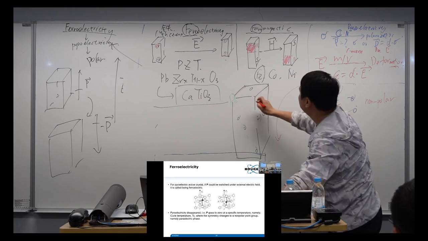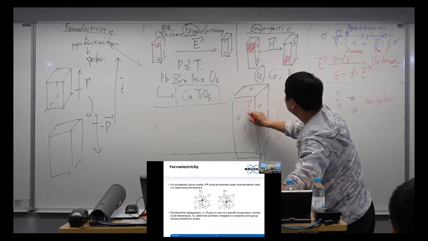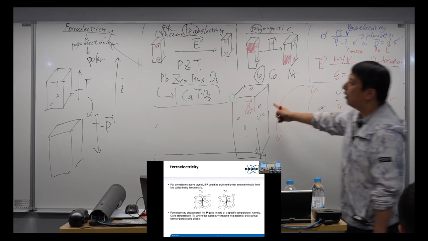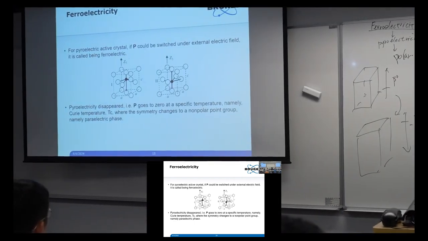So I finally form this kind of structure. The center atom is not in the center. It's either up or down. So you can tell this crystal is no longer non-polarized. It's polarized, right? Because the titanium is positive 4 charge, and the oxygen is negative 2 charges.